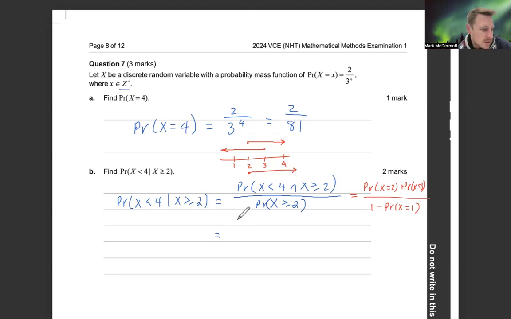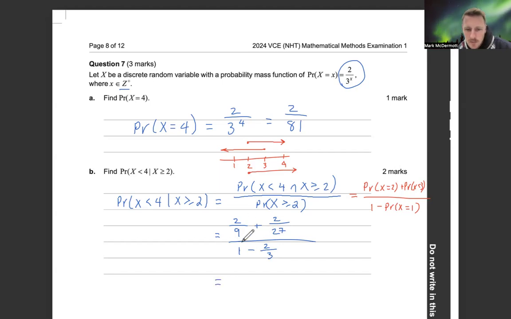The probability x equaling 2. Okay, so we're going to get a big old fraction here. We're going to sub in x equaling 2, so it's going to be 2 over 3 squared, which is 2 over 9, plus probability x equals 3, so that's 2 over 27. All divided by x greater than or equal to 2, which is 1 minus the probability x equals 1. Probability x equals 1 is 2 over 3 to the 1, so that's 2 over 3. So I reckon that's the right answer.